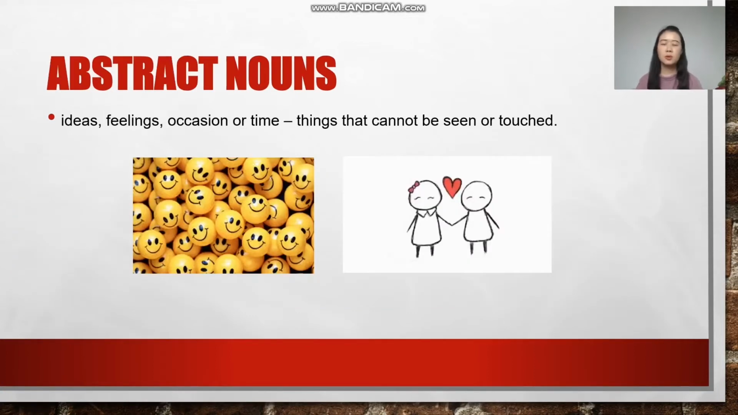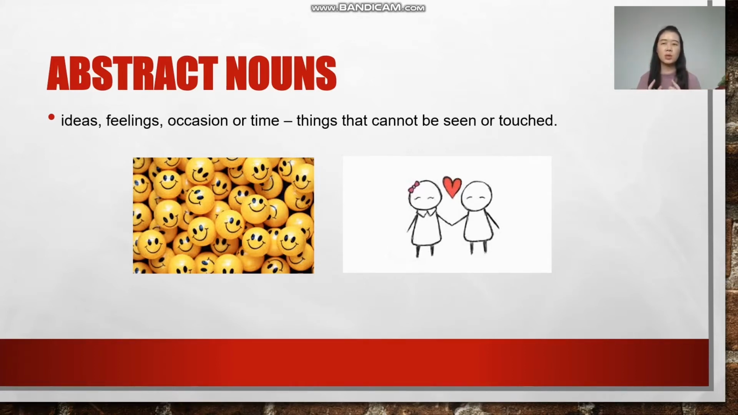Let's move on to the next one. It's called abstract nouns, and I can say that it's the opposite of concrete nouns, because for concrete nouns you can see and touch, but for abstract nouns you can only feel, because they are ideas, feelings, occasions, or time. So they are things that cannot be seen or touched. So my example, the first one, you can see all of them smiling. They're smiling, right?